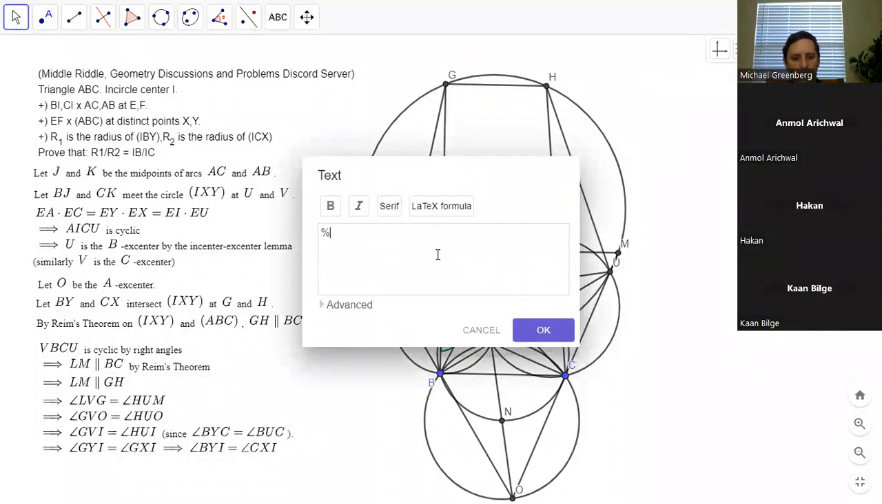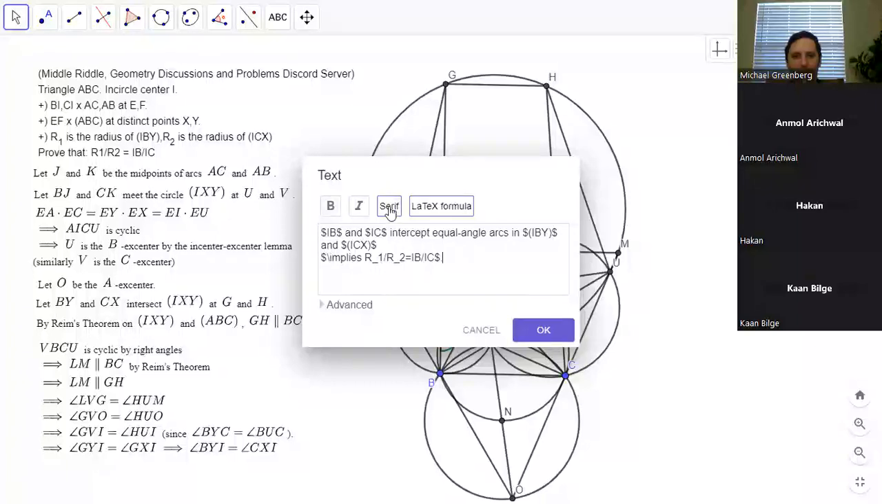So IB and IC intercept equal angles in IBY and ICX, and that implies that R1 over R2 equals IB over IC. Wow, this is a fun one.